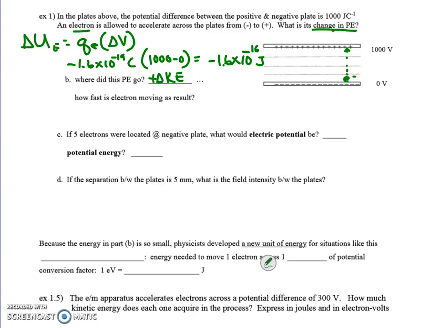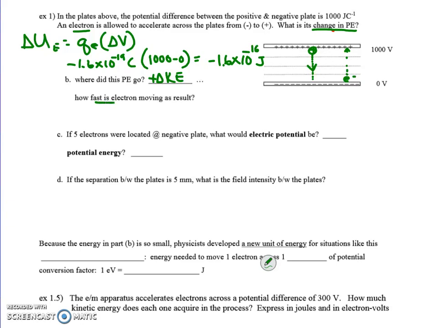Now, I'm not going to work this out, but if I have a positive here and I were to have it spontaneously go down in this direction, that would be a negative change of potential energy. So a negative change of potential energy, or loss of potential energy, is different in direction for a positive versus a negative charge. So you've got to be careful of that.